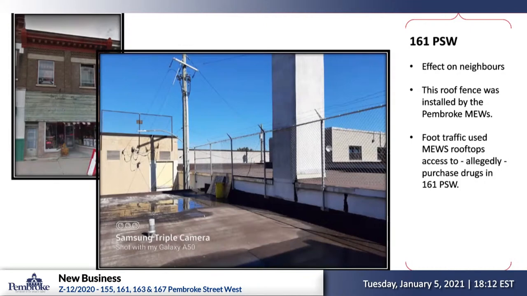This is a picture of a fence put up by the Muse. The reason it was put up was that the customers for the drug dealers in 161 would come up and across the roofs to buy their supply. So the Muse quite rightly put up the fence to stop that.